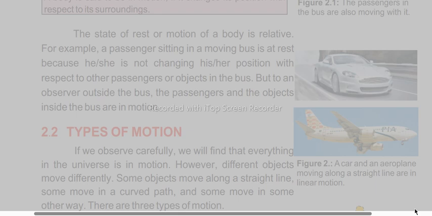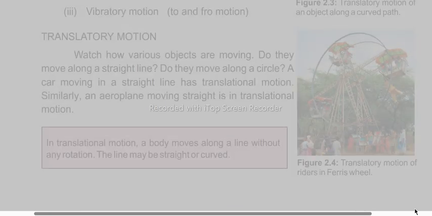Figure 2.1. The passengers in the bus are also moving with it. Figure 2.2. A car and an aeroplane moving along a straight line are in linear motion. Figure 2.3. Translatory motion of an object along a curved path. Figure 2.4. Translatory motion of riders in Ferris wheel.